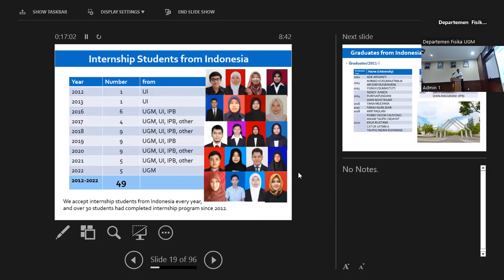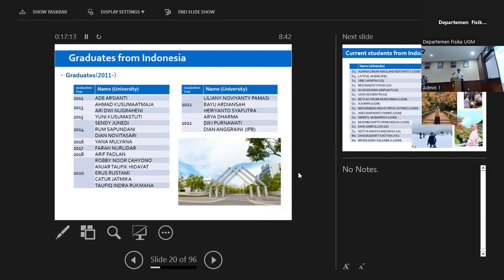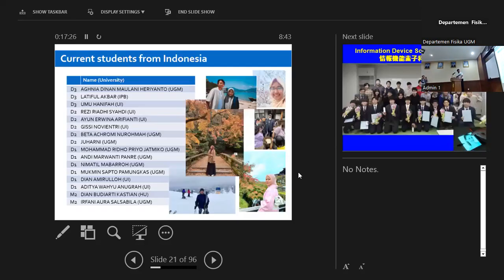These are some of the internship students that joined from Indonesia. We're very thankful that UGM sends a lot of interns to NAIST. And these are the graduates from Indonesia. Maybe you will recognize some names here. I think Diki Purnawati is from UGM, she is my student. These are the current graduate students from Indonesia. Again, many from UGM. We hope to welcome more students from UGM in the future.